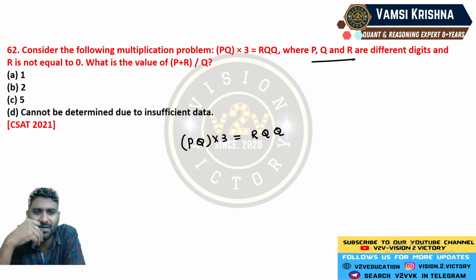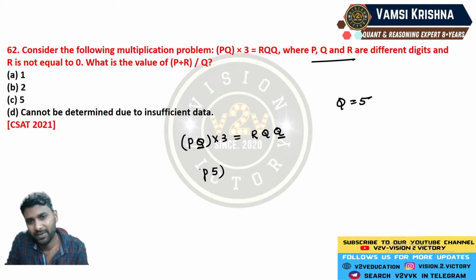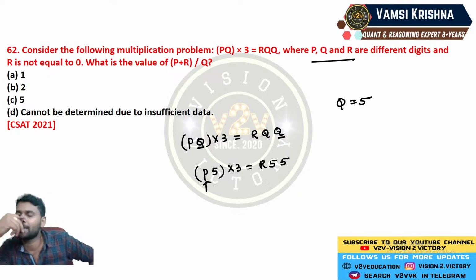The first one: a 2-digit number which is multiplied by 3 becomes a 3-digit number. See, if you identify that these two positions are same when multiplied with 3, there is only one possibility, then Q must be 5. Now see, P5 multiplied by 3, the result must be R55. We want the last two digits to be 55. Now, which is the best value to replace? If you take P as 1, 2, 3, still the answer is a 2-digit number.